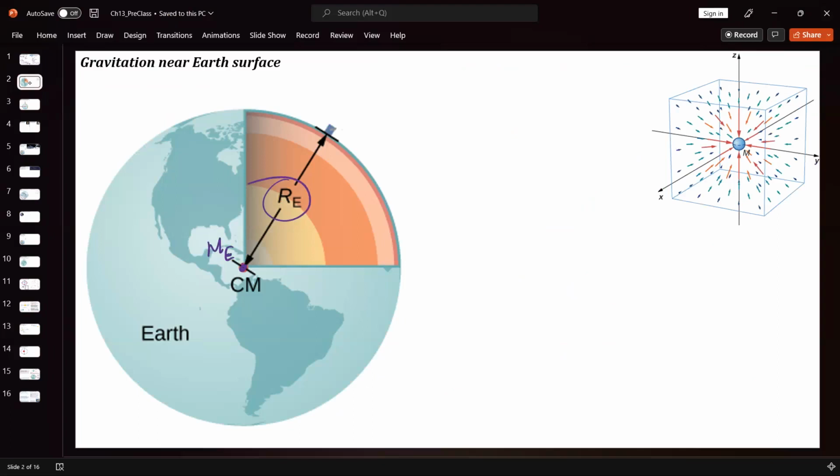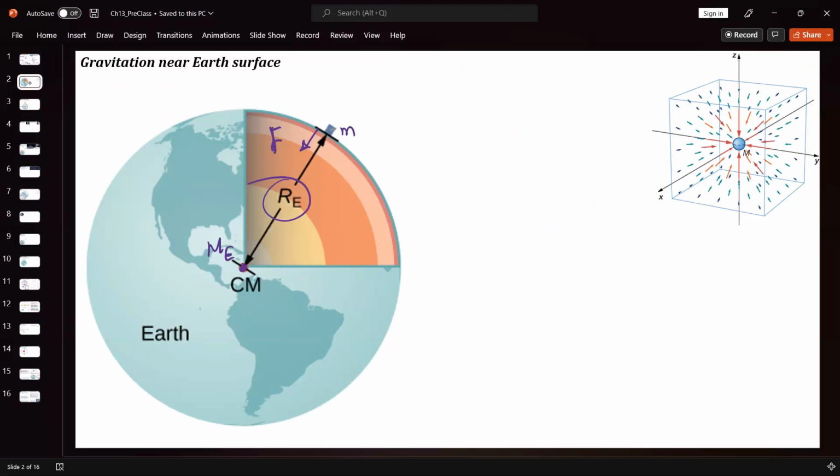Now, if I consider any object right here, let's say it has a small mass m, then that object has some sort of attractive force towards the Earth's center. That's going to be the force acting on the object. This is usually called the force of gravity, the force acting on the object due to the Earth's mass.